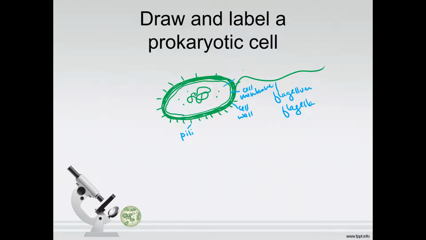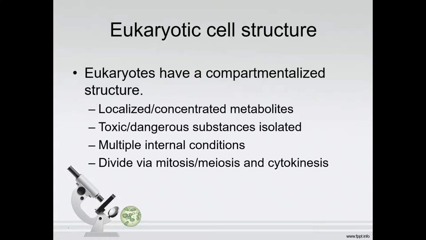Inside the cell membrane, there's some cytoplasm. We've got some 70S ribosomes. And of course, we've got our circular chromosome, which is made of DNA. And wherever that is in the cell is also referred to as the nucleoid. Good, good, good. All right.